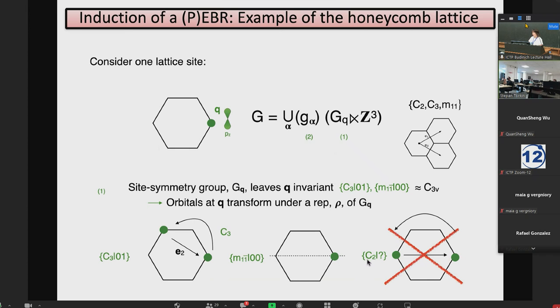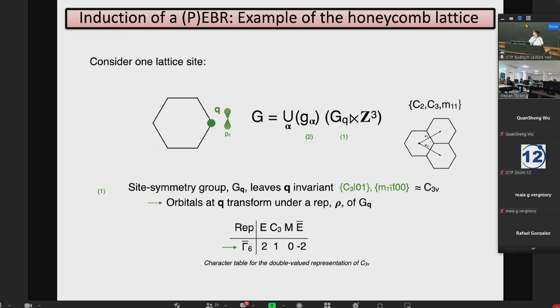And if we apply C2, we move it here, and there is no way we can go back to the original site by a combination of the lattice translations. So C2 is not going to be part of the site symmetry group, okay? So the site symmetry group is going to be described by the point group C3v. What is the IREP that describes this C3v of the lattice? What we need to do is calculate the matrix representation for each symmetry operation and then sum up the traces. When we sum up the traces, we go to the crystallographic tables and we identify that it is Gamma 6, the IREP that is related to the traces of the symmetry operations of this point group.